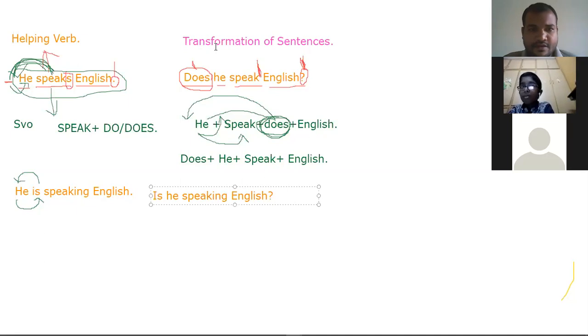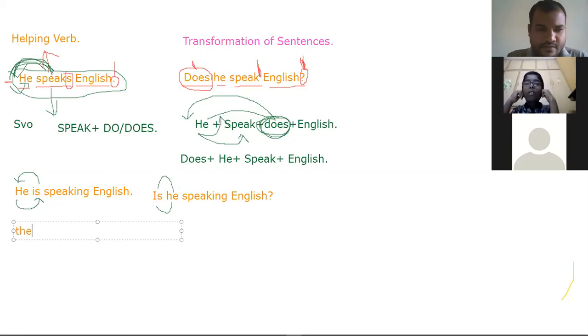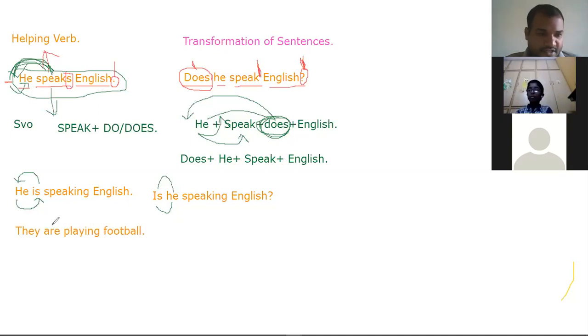Understood? So what is the difference between these two sentences? We just replaced the subject and helping verb. Correct? Let me give you one more example. You will be able to understand easily. They are playing football. Are they playing football? Very good. So we just need to replace the subject with the helping verb.